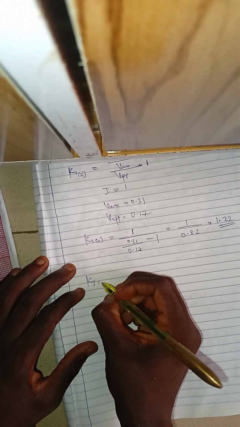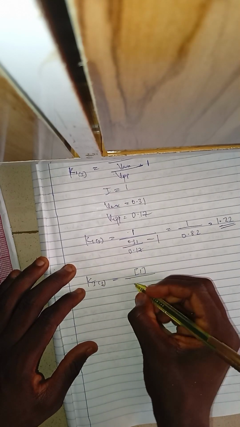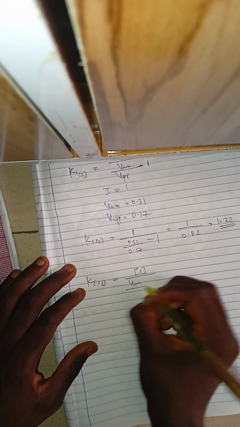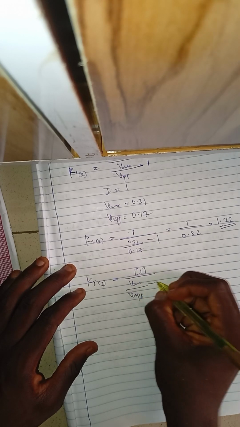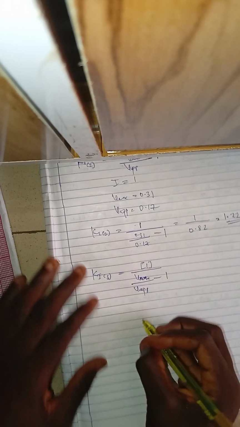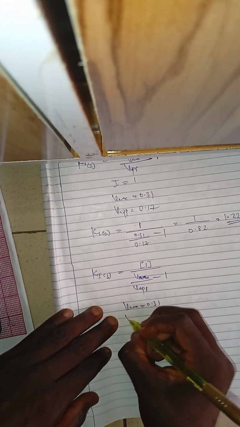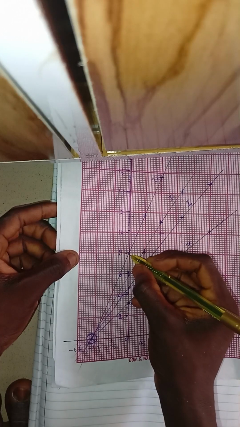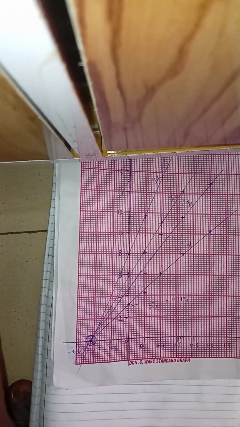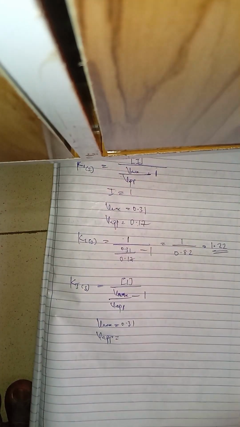So Ki for the third one. Again, the formula is the inhibition concentration all over Vmax over Vmax apparent, minus 1. Our Vmax is constant, 0.31. Our Vmax apparent is what? Where's the third? Okay, this one is just touching 8 here. So 1 divided by 8 is 0.125.